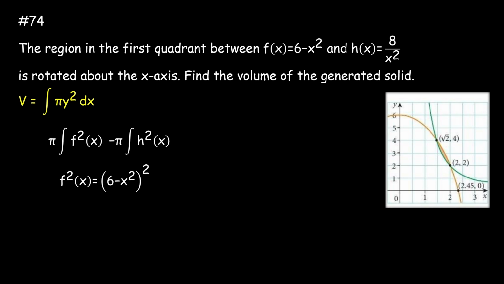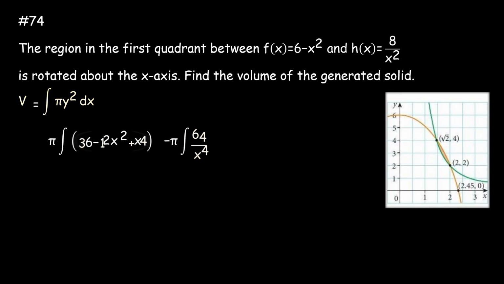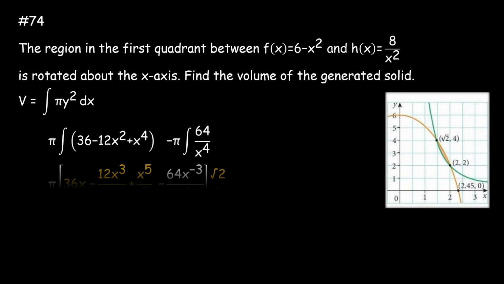Okay, so f of x squared is 6 minus x squared all squared. When you expand this, you should have 36 minus 12x squared plus x to the power 4. h of x squared is 8/x squared all squared, and then doing that, you get 64/x to the power 4. So now we want to integrate each of these, which is still easy because you just need to add 1 to the powers and divide by the new powers so that you get this result.